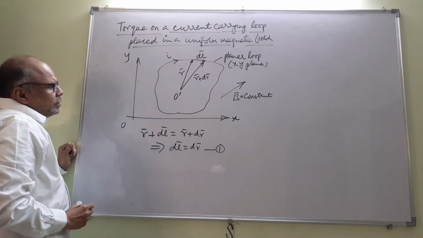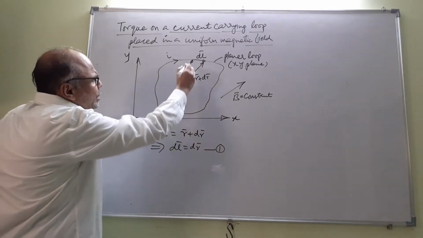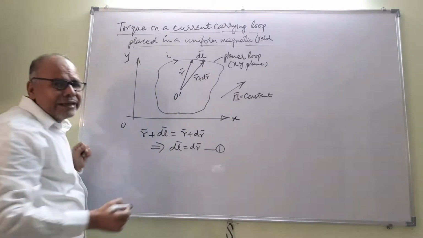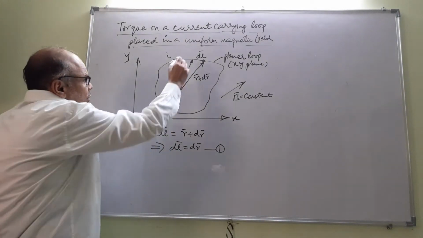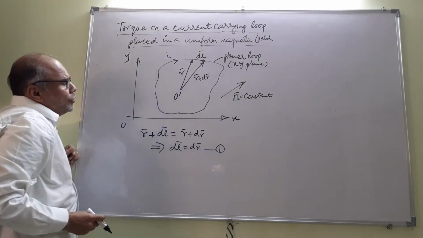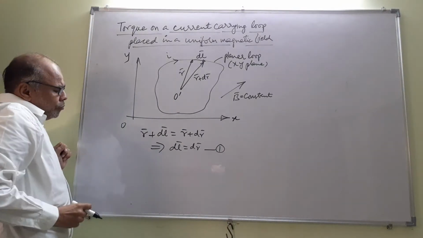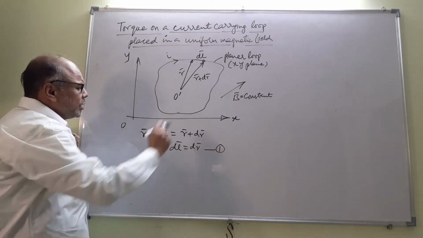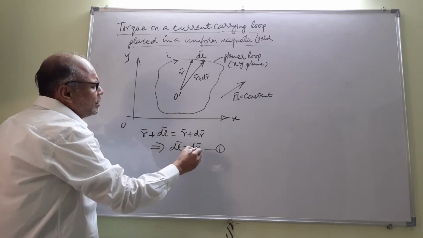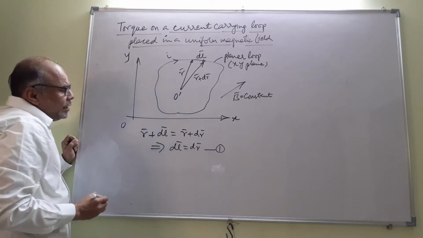The reason we are not using dr is because dl is the standard notation for the infinitesimal length of the loop. So that is why we have used dl and said dr is nothing but dl.